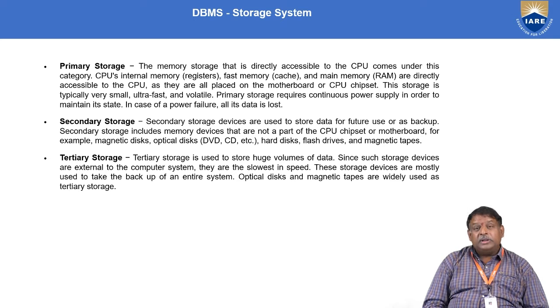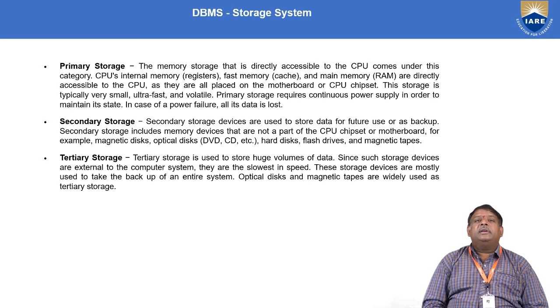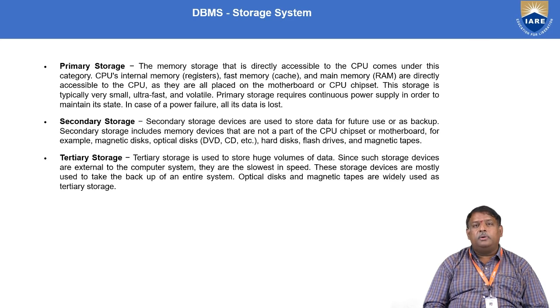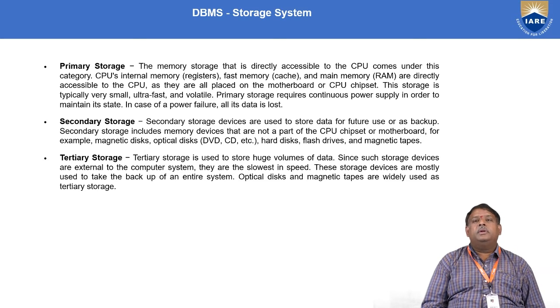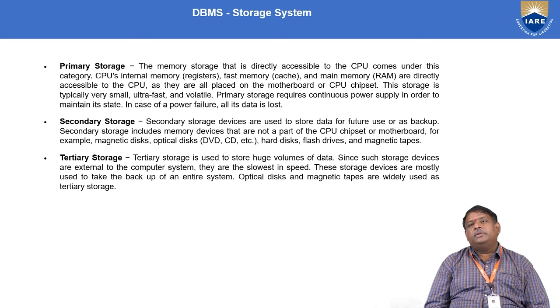Secondary storage is used to store data for future use or backup. Secondary storage includes memory devices that are not part of the CPU, chipset, or motherboard, for example magnetic disks, optical disks, hard disks, flash drives, and magnetic tapes. Third is the tertiary storage, which is used to store huge volumes of data. Since these storage devices are external to the computer system, they are the slowest in speed. They are mostly used to take backup of an entire system. Optical disks and magnetic tapes are widely used as tertiary storage.